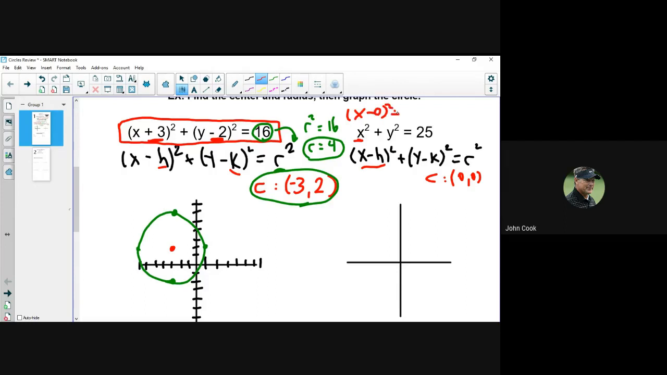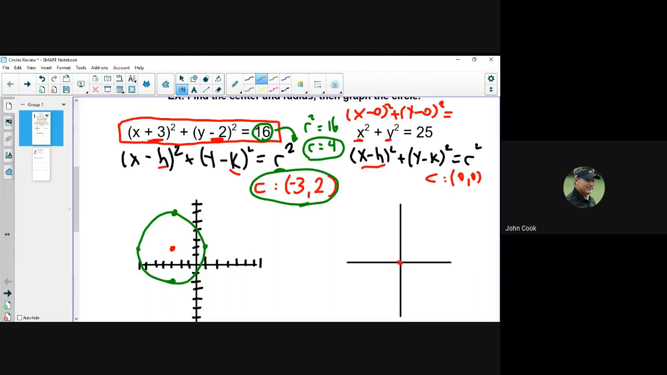X minus 0 squared plus y minus 0 squared equals the radius squared. Well, what is x minus 0 going to be? You guessed it, it's just going to be x. That's why it's just a little x right there. And then y minus 0 is just y. That's why there's just a little y right there. So that means that when you see an x squared plus a y squared and nothing else, you know for a fact that it's a center that's going to be at 0, 0. So that's a really, really easy one to draw.